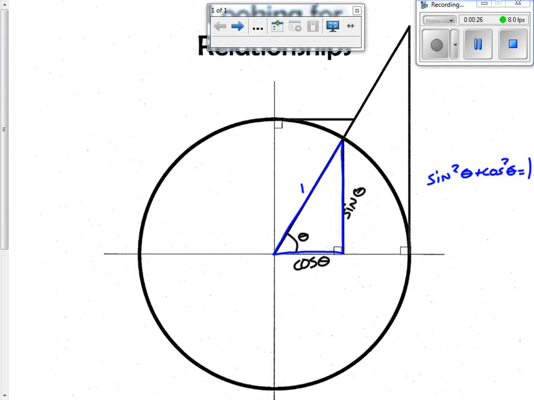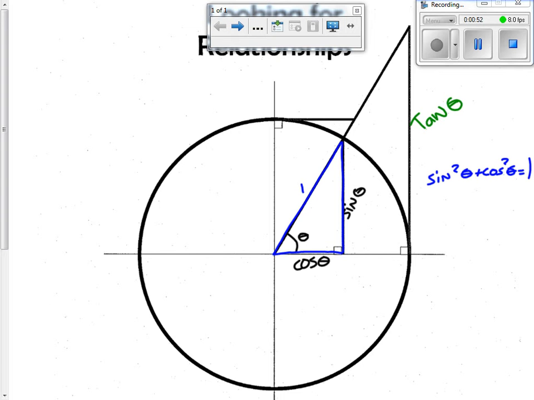So that gives us the blue triangle that you can see here. That means if I use the Pythagorean theorem, and this actually is a Pythagorean identity, I get sine squared plus cosine squared is equal to 1. We're going to use this Pythagorean identity at a later time, but it's just a neat little thing to be aware of.